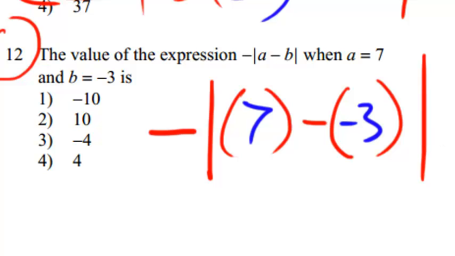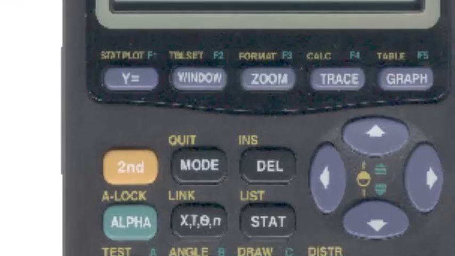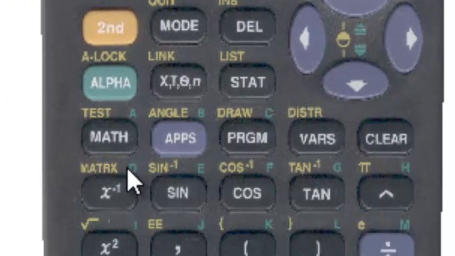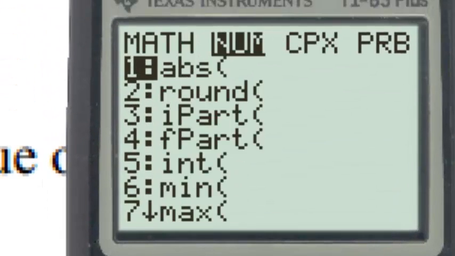I'm going to go into our calculator and let's start over. So first thing we do is the negative sign. We're going to go for the absolute value sign. We're going to go to math. We're going to shift over 1 using the arrow key to the right. We're going to go to number. It's already on absolute value, ABS, so I'm going to press enter.